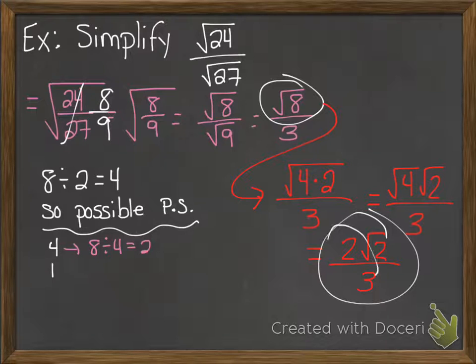I'm going to ask myself 3 questions every single time. Can I simplify my fractions at all? Nope. Can I simplify my square root at all? Nope. And do I have a square root in my denominator? No. So I know I'm done.